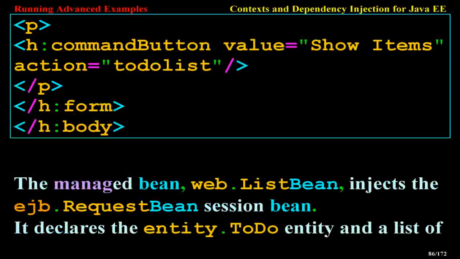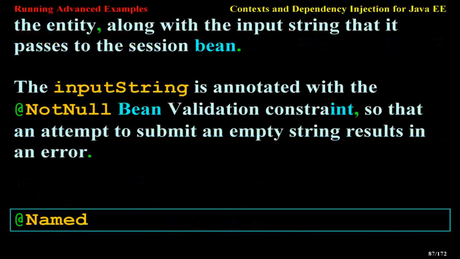The managed bean, web ListBean, injects the EJB RequestBean session bean. It declares the ToDo entity and a list of the entity, along with the input string that it passes to the session bean. The input string is annotated with a NotNull bean validation constraint, so that an attempt to submit an empty string results in an error.